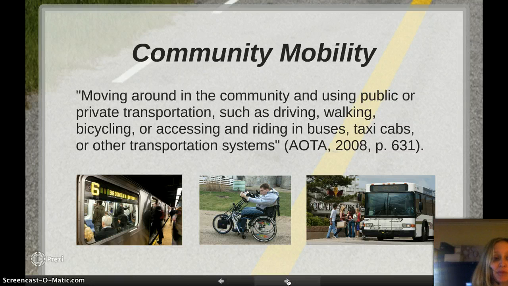What is community mobility? As defined by the American Occupational Therapy Association, it's moving around in the community and using public or private transportation such as driving, walking, bicycling, or accessing and riding in buses, taxicabs, or other transportation systems.